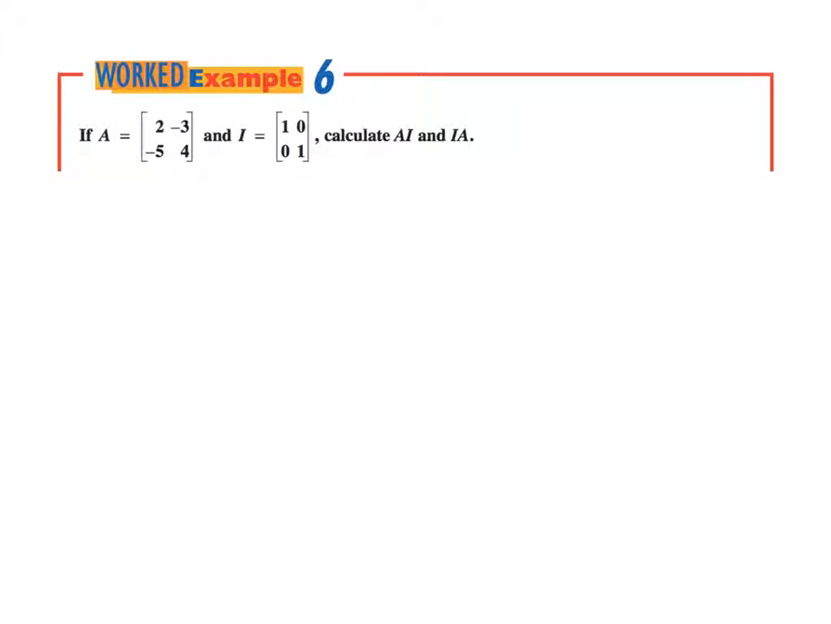In this example, we have two matrices and we want to multiply them together, both in different orders. Now, before we start, I want to talk a little bit about what you see here. This I matrix. Now, we call this I matrix the identity matrix.